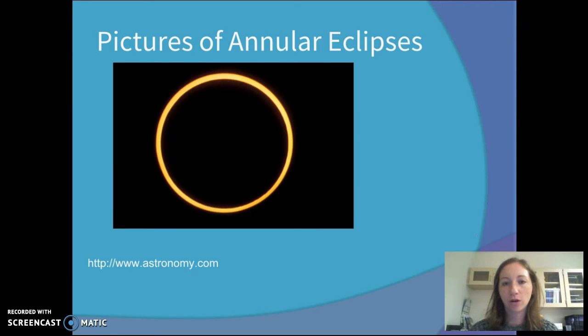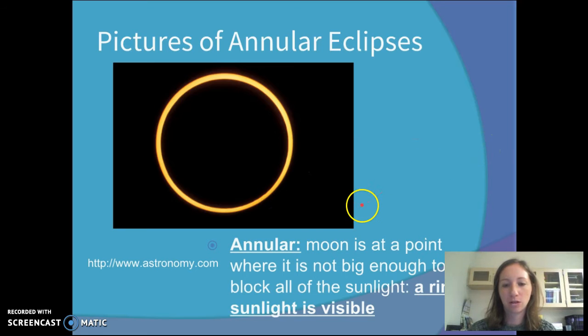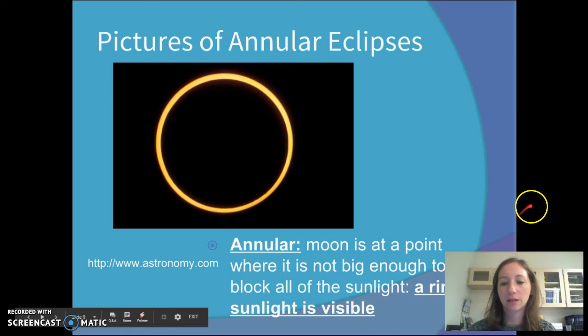There's also something called an annular eclipse, and this can happen sometimes when the moon is in a position where it's not quite big enough to block out all of the light. So you end up seeing a ring around it. So you want to write that one down too, annular. Moon is at a point where it is not big enough to block all the sunlight. An annular is a ring of sunlight that is visible around a dark moon.